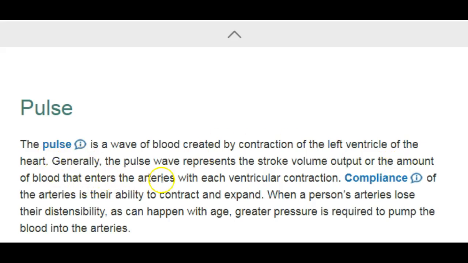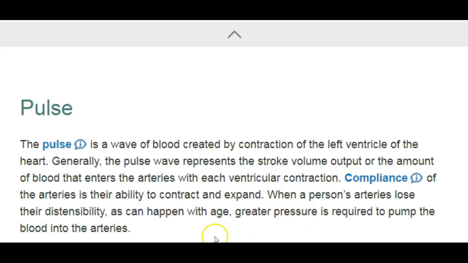Okay, and as you read, generally the pulse wave represents the stroke volume output, or better known as the amount of blood that enters into the arteries with each ventricular contraction. Boom, boom, boom, boom. The ventricles are at the bottom, remember. Your two ventricles at the bottom. So, this is how and what a pulse is.